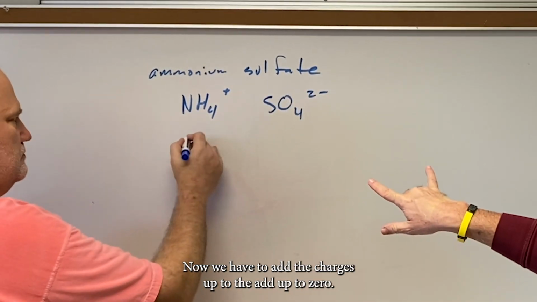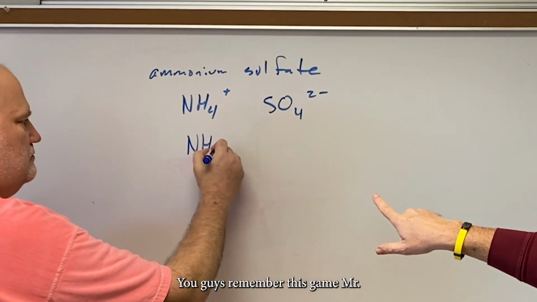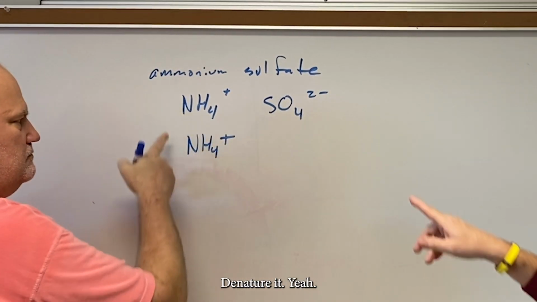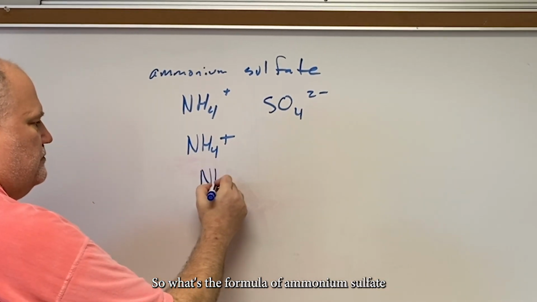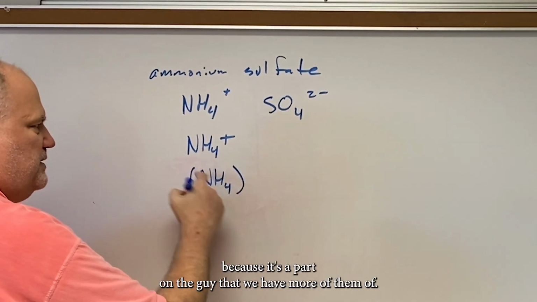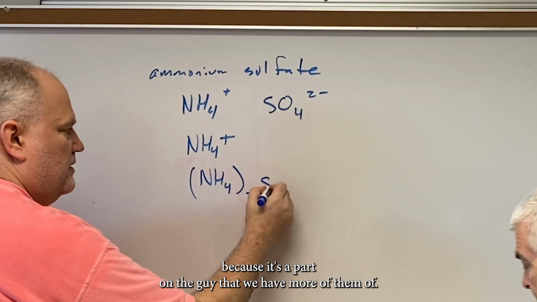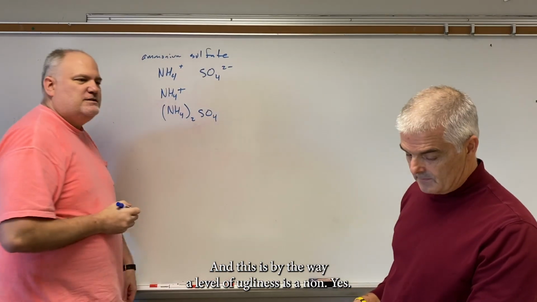Now we have to add the charges up. Do they add up to 0? You guys remember this game? Yeah, so we need 2 ammoniums and 1 sulfate. So what's the formula of ammonium sulfate? And remember, we have to put parentheses around this because it's a polyatomic ion that we have more than one of. And this is, by the way, a level of ugliness, is it not?